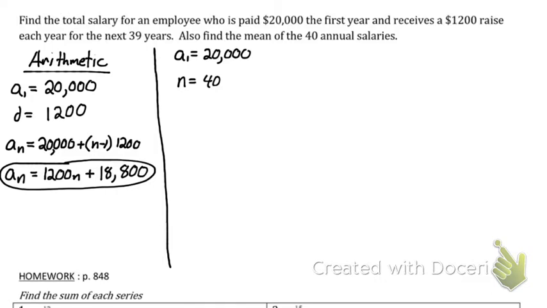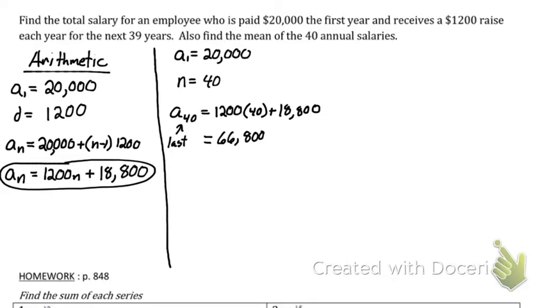So if I want to figure out my last term, that would be a sub 40. That would be our last term. We're just going to plug 40 into that equation. So we'd have 1,200 times 40 plus that 18,800. What's the last salary that person received? I assume they retired. Libby. 66,800. Any dispute? Okay, so now we have our first term, our n, and our last term.